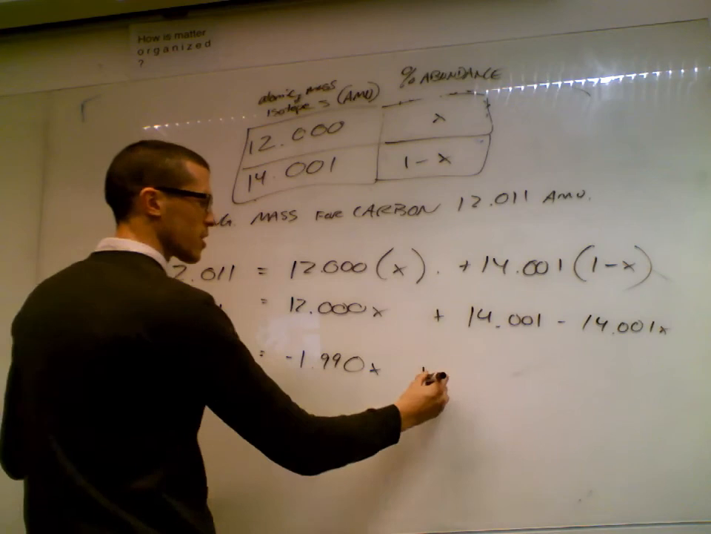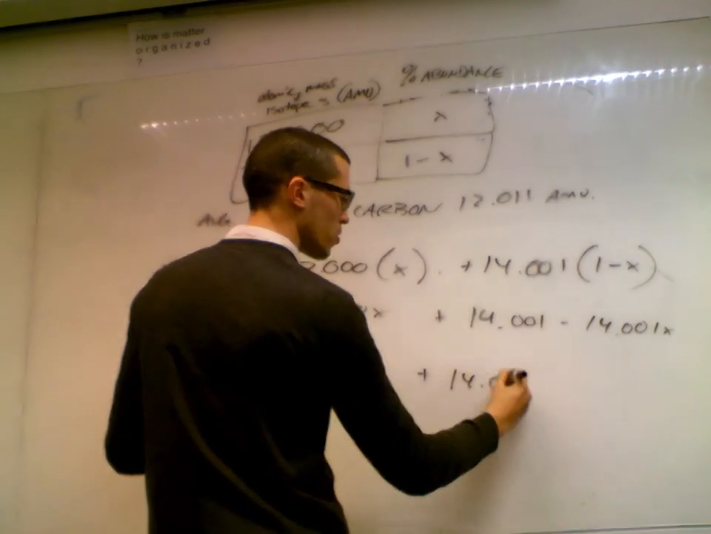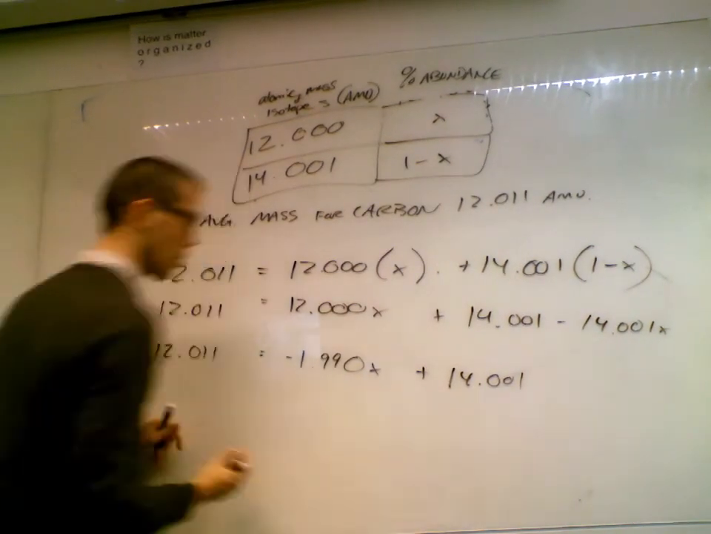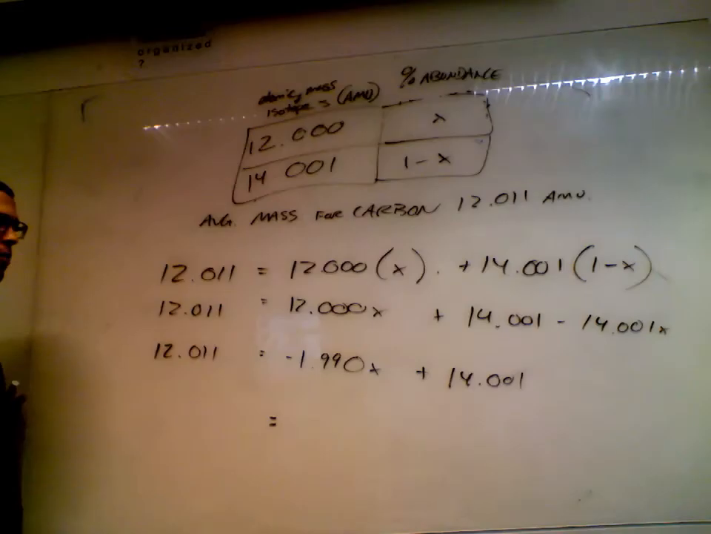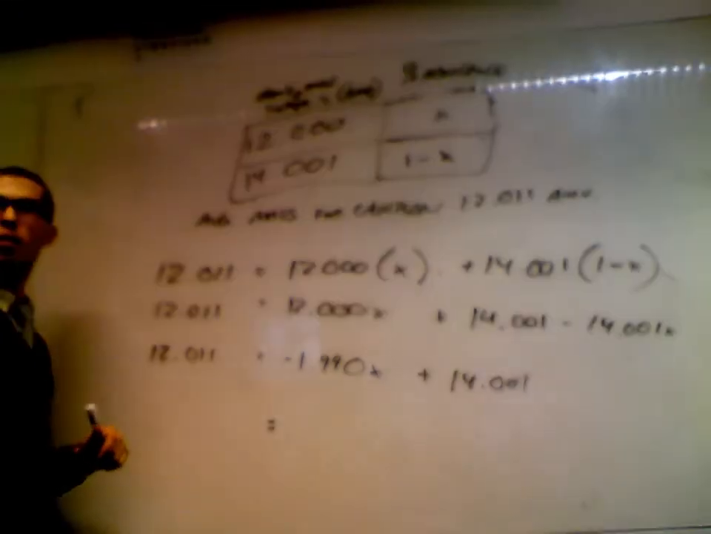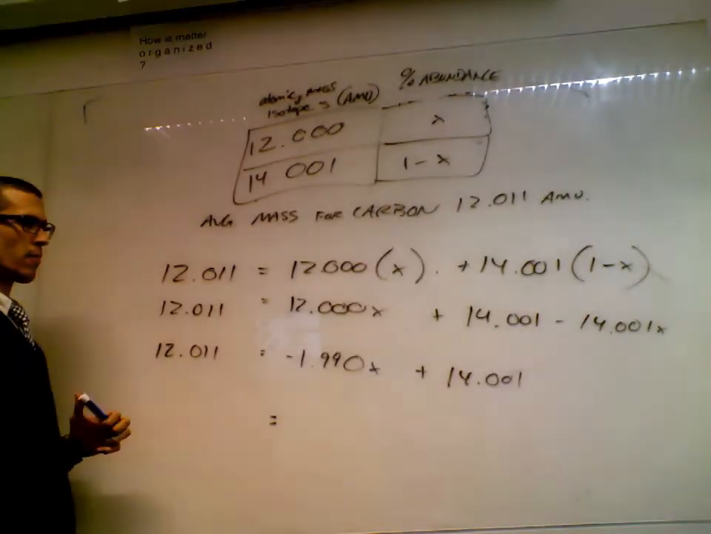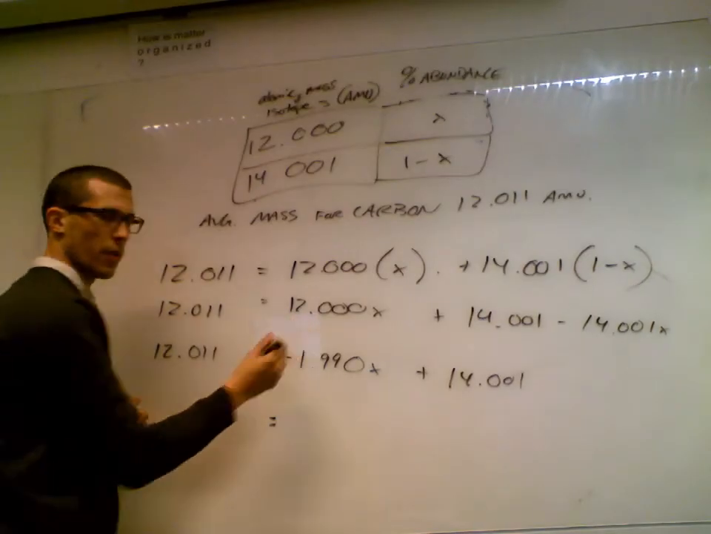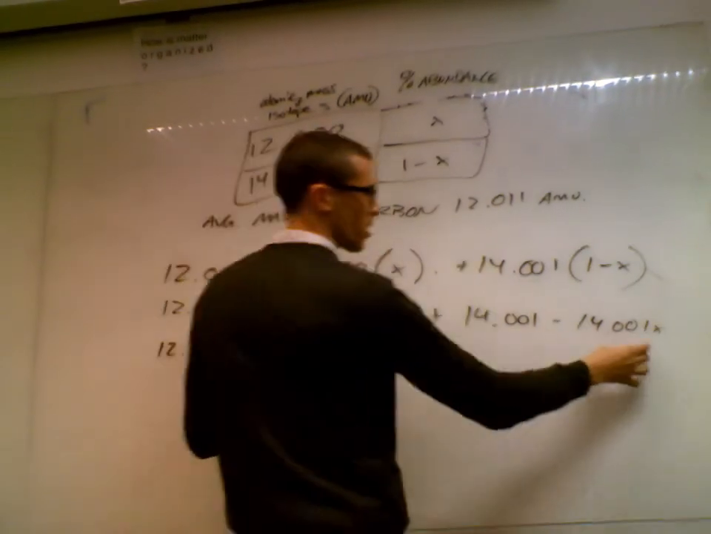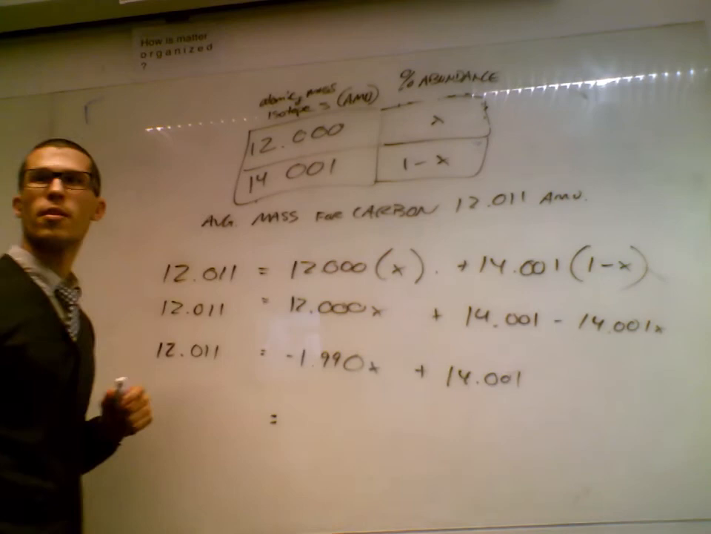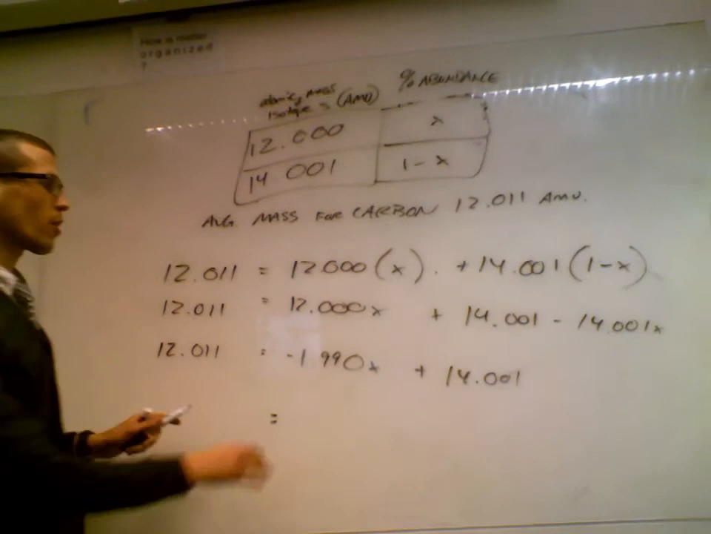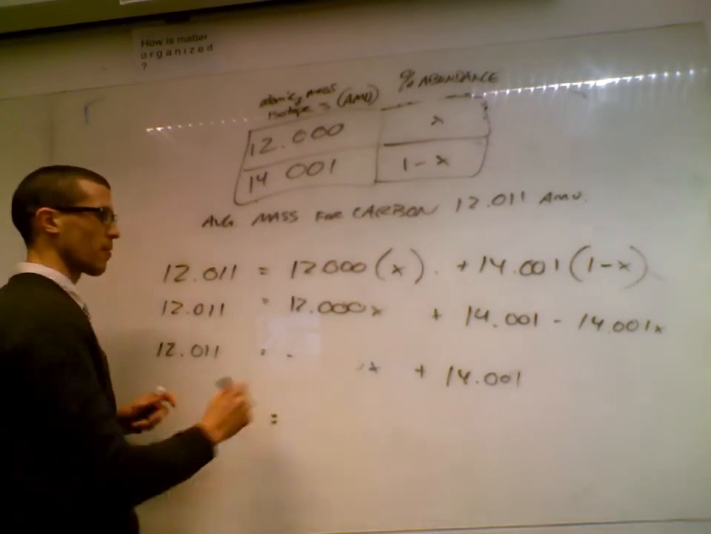That's x, and that's going to be plus 14.001. Now what do we do? Oh my god, we now subtract this on both sides. That's the wrong thing. Sorry. Negative 1.990x is 12.011 minus 14.001. Okay, sorry. 12.000 minus 14.001. That's what I need. What is that? That should be negative 2.0. Okay, that's right. I made a mistake.